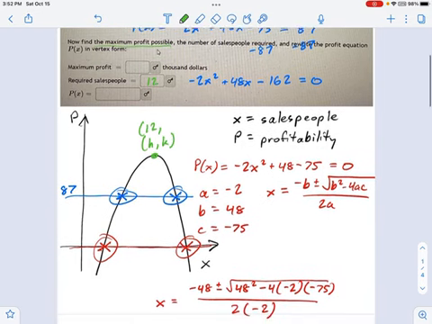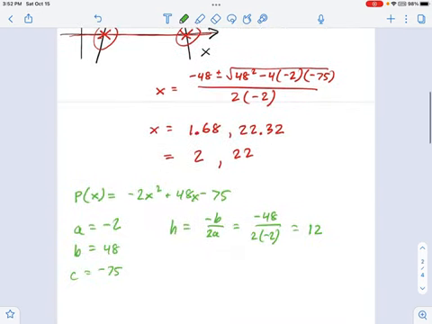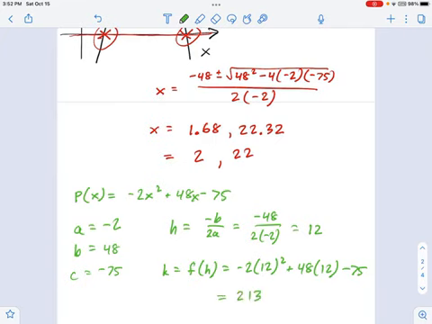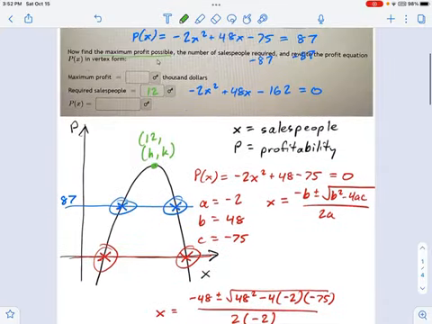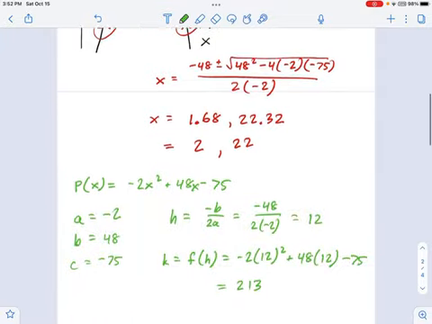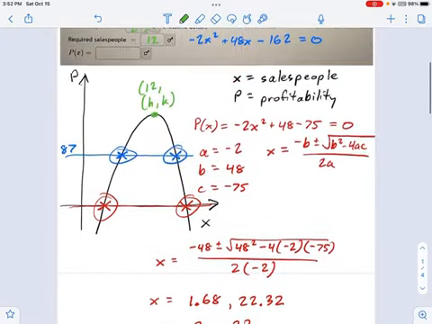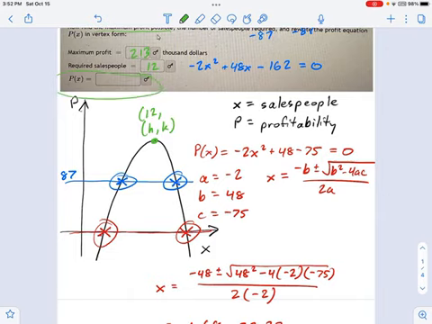And then what's the maximum profit in thousands of dollars? Well, this is pretty simple. You just take h and you plug it into your equation. So f of h, which means negative 2 times 12 squared plus 48 times 12 minus 75. Okay, and when you plug that in, you get, math. We get 213. Remember, it's in thousands of dollars. So this is going to be $213,000.